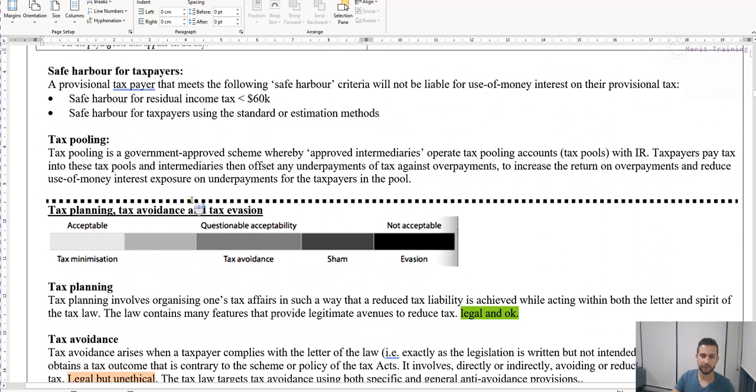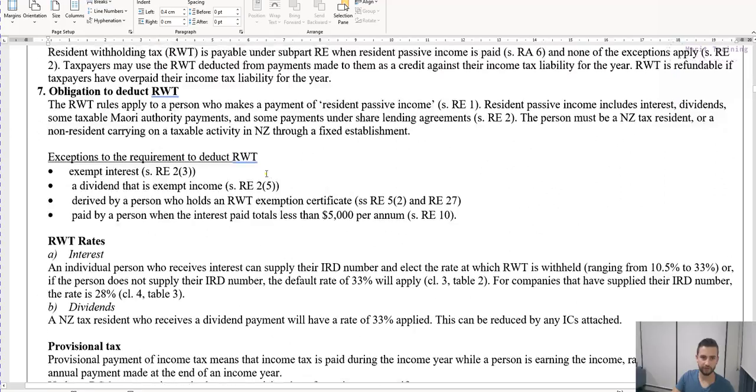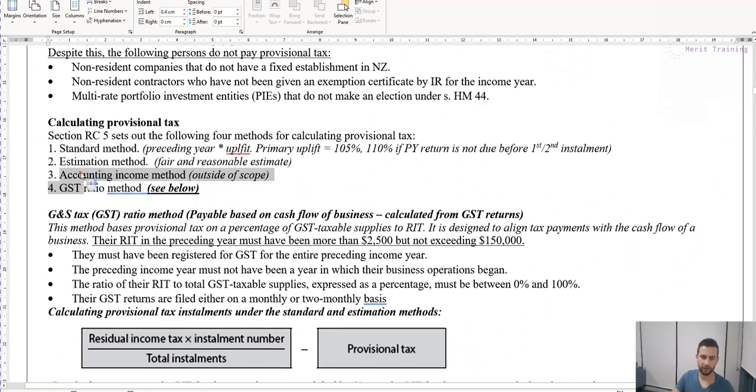Okay, so there's also the safe harbor for taxpayers, and it's a common term in tax, safe harbor. It's basically if you're in this area, you're not at risk. Think of a boat. If there's a storm out there, they can go into this harbor. It's safe. They're protected as long as they're in that harbor. So generally, if you're a small taxpayer, we're not going to charge you this. But if you're a large taxpayer, we will. So the threshold for the safe harbor criteria is residual income tax less than 60K. And it's only for taxpayers using the standard or estimation methods. So you can't use it if you're using the other methods, either accounting income or GST.